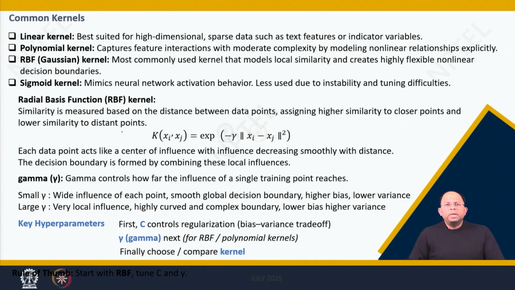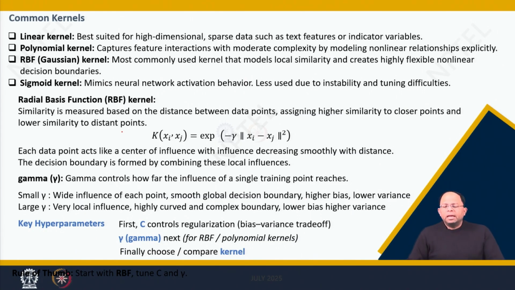And then there is the polynomial kernel, which captures feature interactions with moderate complexity by modeling non-linear relationships explicitly. And then there is the most popular one, which is the RBF or Gaussian kernel. What it does is it models local similarity and creates highly flexible nonlinear decision boundaries. And then we also have the sigmoid kernel, which mimics neural network activation behavior. We will learn neural networks later.